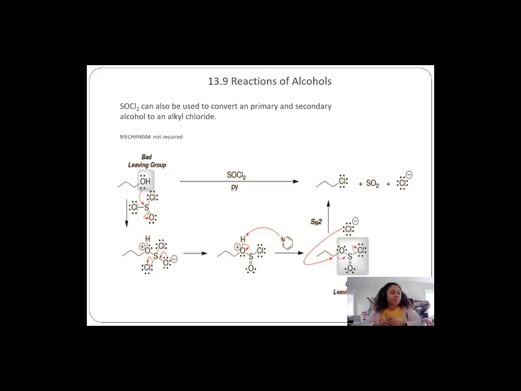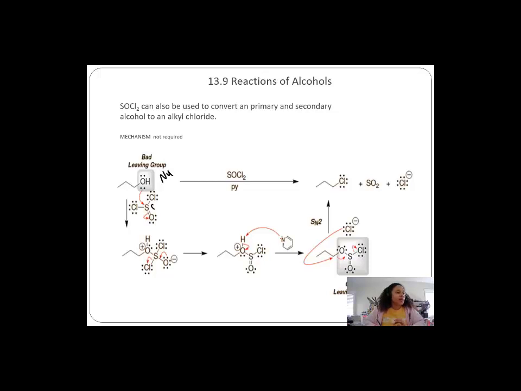So in this reaction, I have a mechanism to help explain what's going on. I'm not going to ask you to draw the mechanism for a test. You should have a gist of it or be able to understand what's going on in it. But for test purposes, this is not one that I would suggest you spend too much time trying to practice.